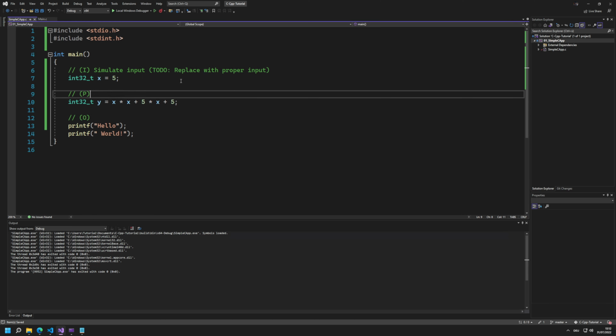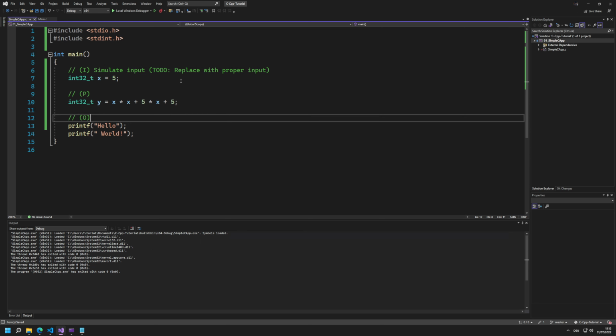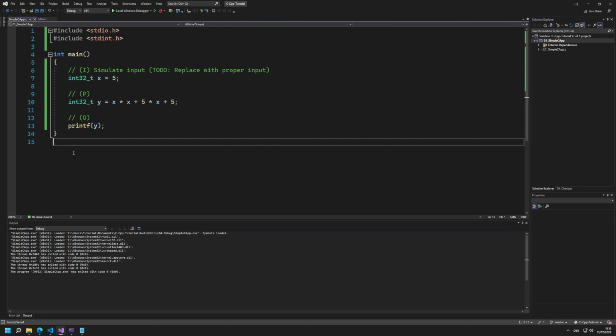So what we need to do is explicitly add the multiplication there. So now we have the equation here, y equals x times x plus 5 times x plus 5. This is now computed and stored in y. Then we have our output here, and we print hello world. This doesn't make any sense anymore. We don't want to print hello world. Okay, yes, we might want to do this, but we're going to delete at least one printf, and the other one we're going to reuse. We want to print our y, like that.